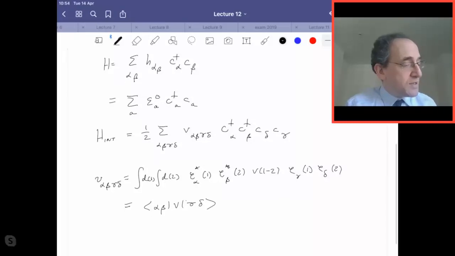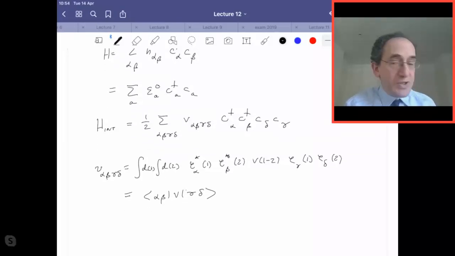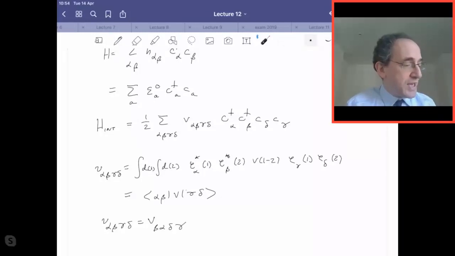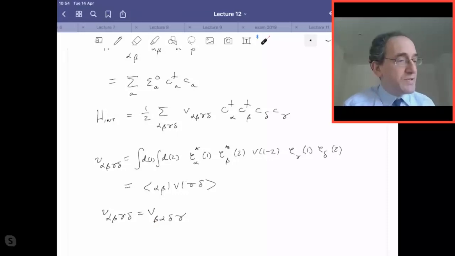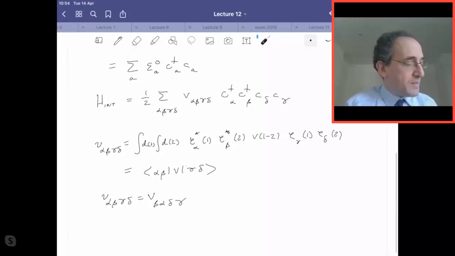One thing to note, there's a symmetry of this interaction, that V alpha beta gamma delta is V beta alpha delta gamma. That's just exchanging all the 1 coordinates for all the 2 coordinates, and they're dummy coordinates anyway, so it doesn't matter if you write alpha beta gamma delta or beta alpha delta gamma. We're going to use that symmetry later on, so we have to keep it in mind.